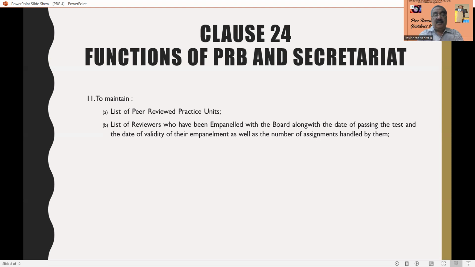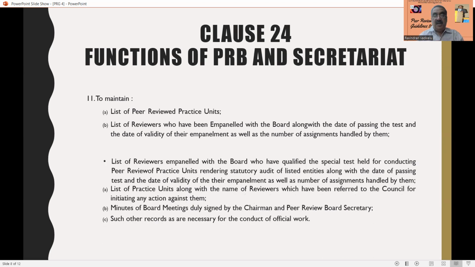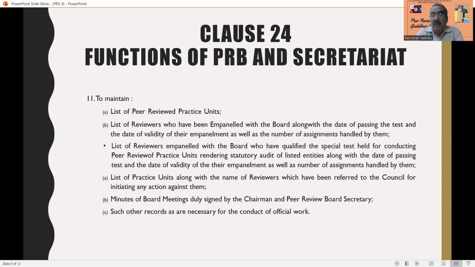That is as per the peer review guidelines of 2022. Then the secretary has to maintain the list of peer-reviewed practice units. They have to maintain in the register the list of peer-reviewed practice units, the list of reviewers who have been empaneled with the board, along with the date of passing the test and the date of validity of their empanelment, as well as the number of assignments handled by them.